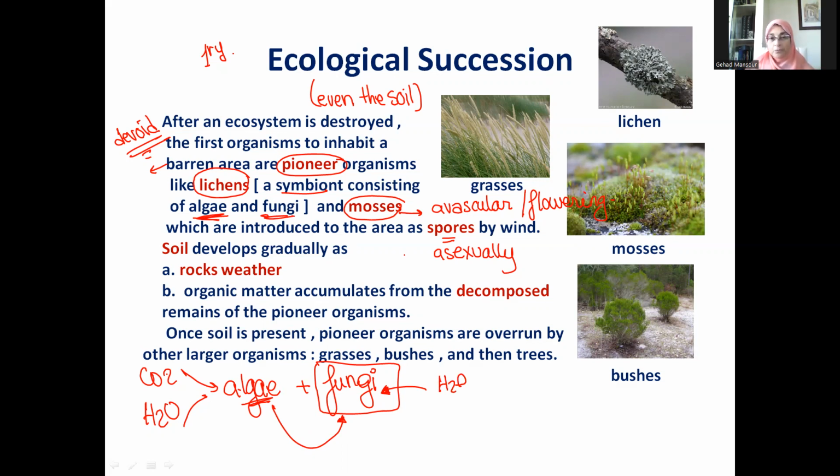But the problem here, whether we are talking about this symbiotic relationship or about the spores and the mosses that will grow, is that they need soil to grow on, and we already don't have soil. So how would we solve the problem of soil? Soil develops gradually as the rocks weather.